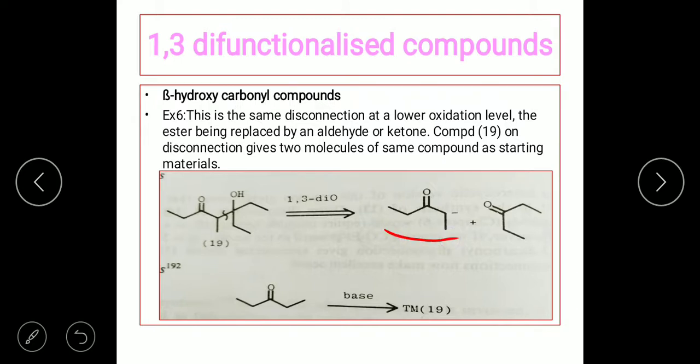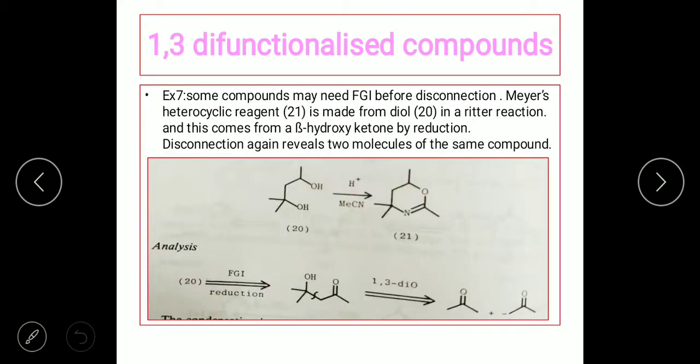So these two are the same molecules, just that the carbon atoms are written in a different alignment. We're going to use two ketones as the starting material. Then again you're going to make use of the base. So two molecules of the ketone in presence of a base are going to give rise to the target molecule 19. So these are examples for beta hydroxycarbonyl compounds. Example 7.